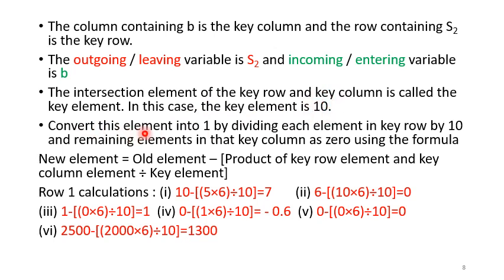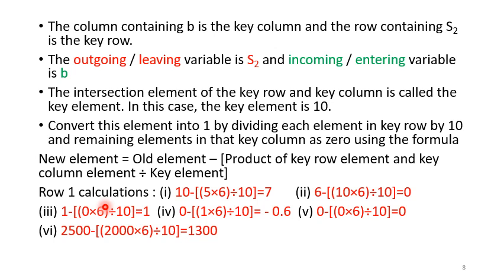Now convert this element into 1 by dividing each element in the key row by 10, and make the remaining elements in that key column 0 using the formula. Same formula you use: new element is equal to old element minus the product of the key row element and the key column element divided by the key element. The key row was the second row because S2 was involved with it, so there it is not a problem at all.